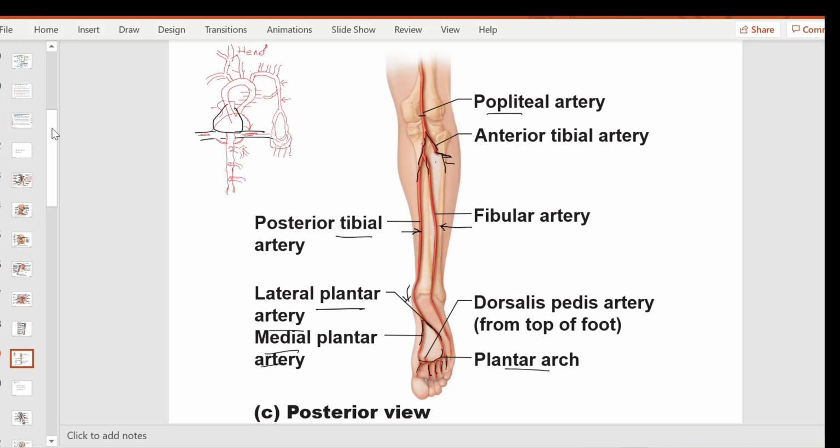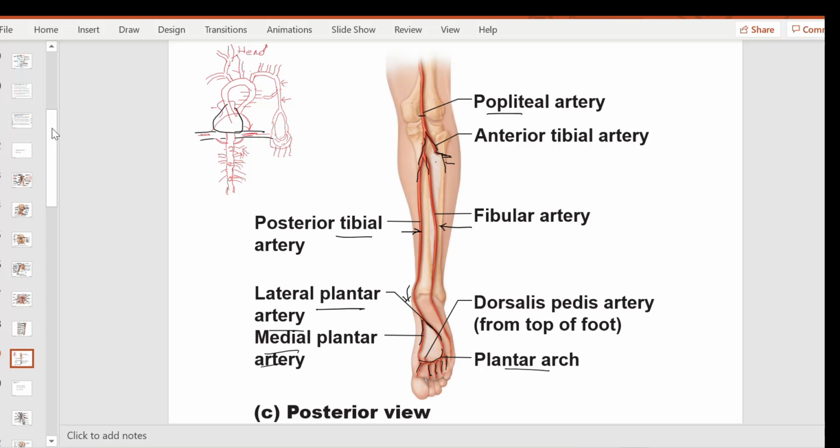Okay, and paired arteries are what? Two for the kidneys, those are renal. Two for the adrenal glands, suprarenal. Okay, two for the gonads, gonadals. Two lumbars, right, and those are called the paired arteries.